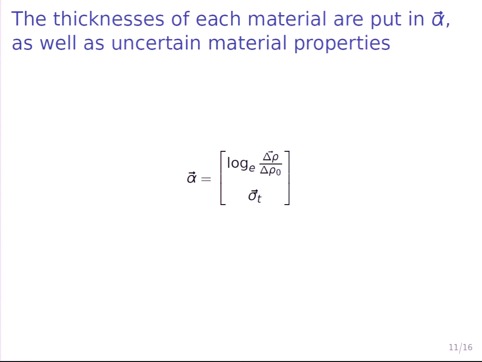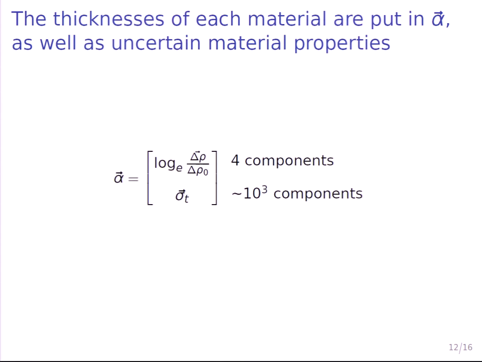So for instance, the total macroscopic cross section, which is just a materials property, we don't know that exactly. We have a pretty good estimate, but we don't know it exactly. So we want to include that in our model, and hopefully that will help to describe the model to experiment discrepancy. So the problem starts out quite simple, 4 components.